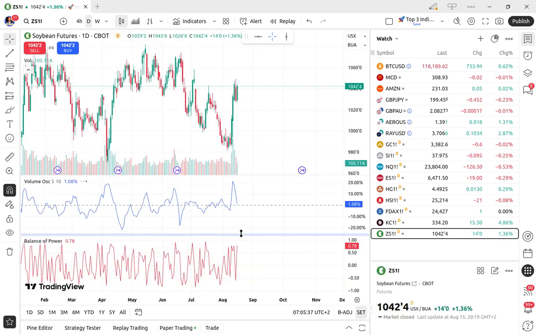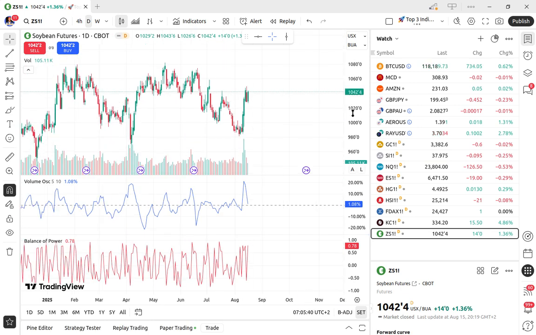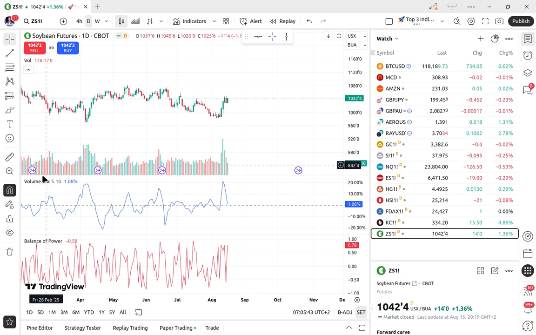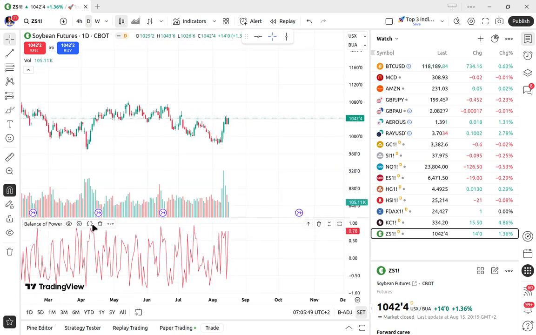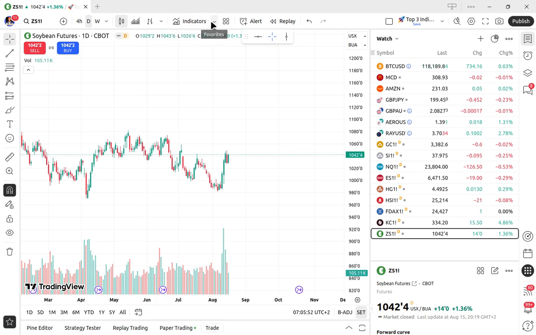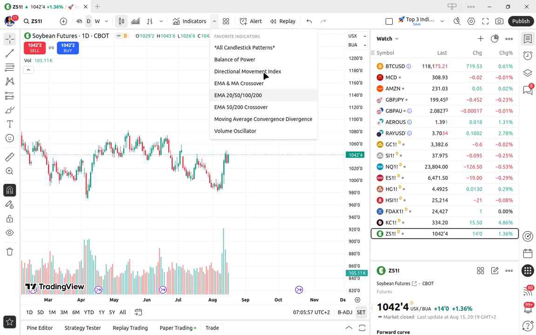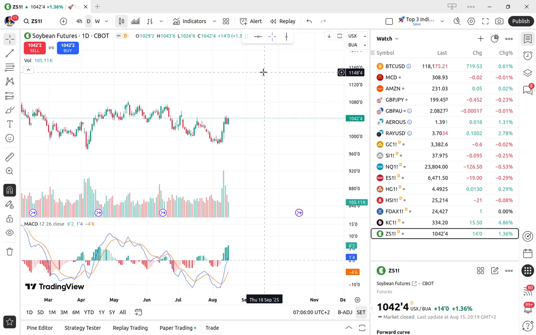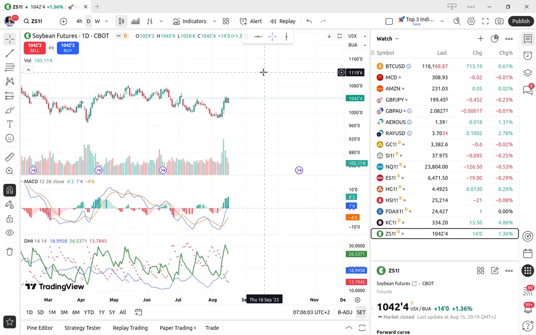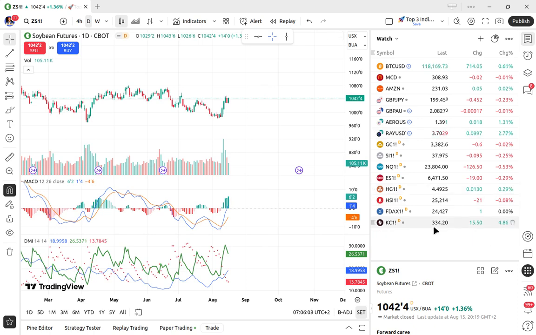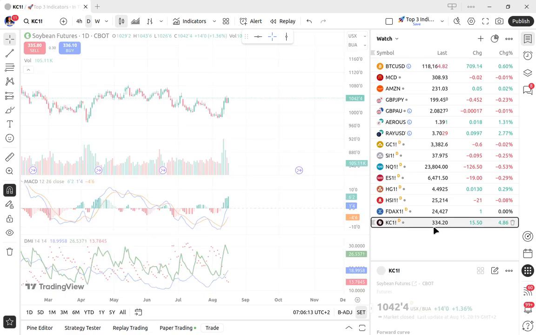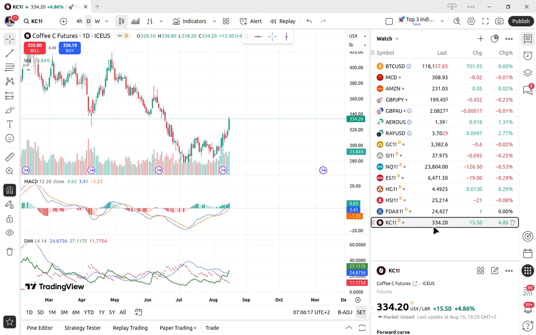Now both are positive. Now I am going to check the second indicator to see if this is a bull market or a bear market. Okay, so this one is giving us a reading of a bull market. So dope.